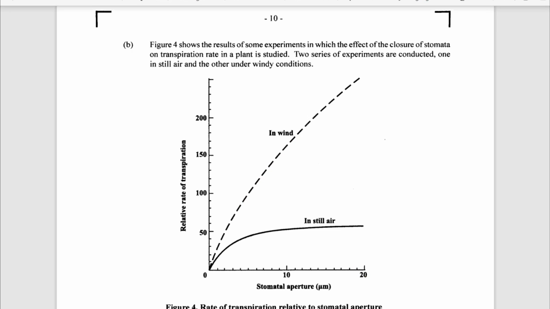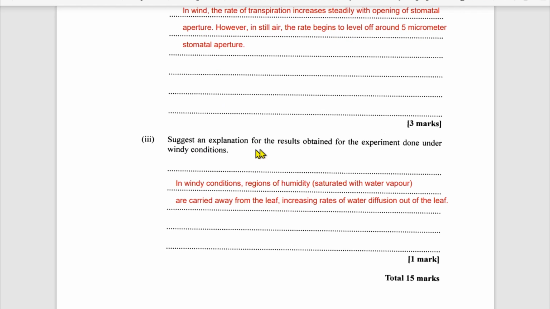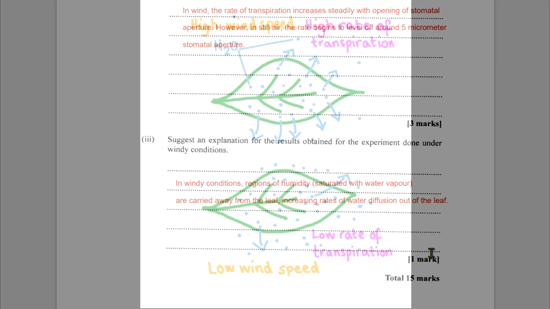stomatal aperture increases. Suggest an explanation for the results obtained for the experiment done under windy conditions. Well, in windy conditions, regions of humidity, or those that are saturated with water vapor, they are carried away from the leaf, and that increases rate of water diffusion out to the leaf. That should be fine to get 1 mark.